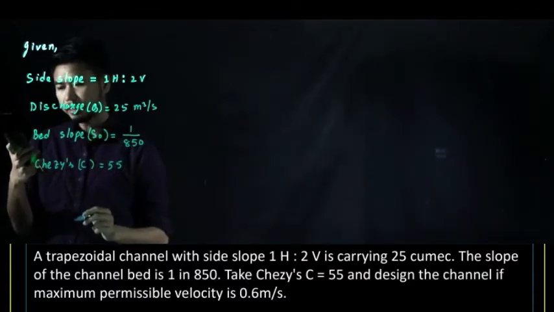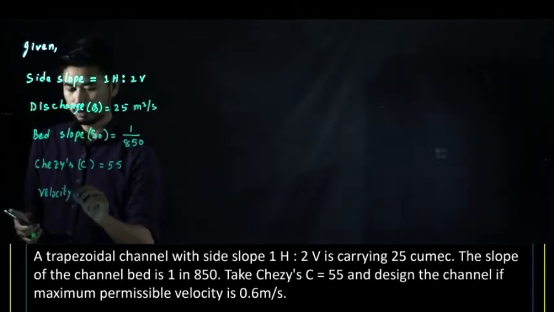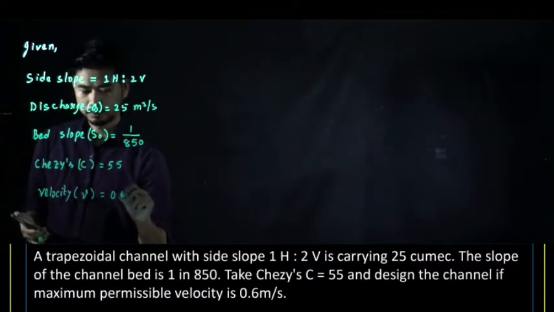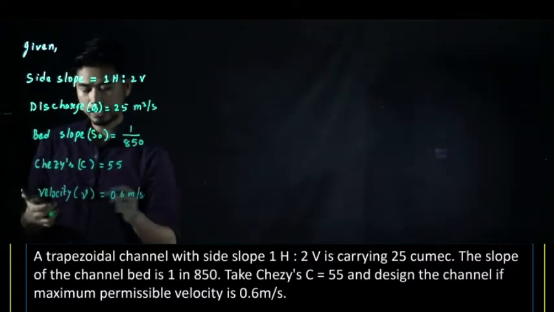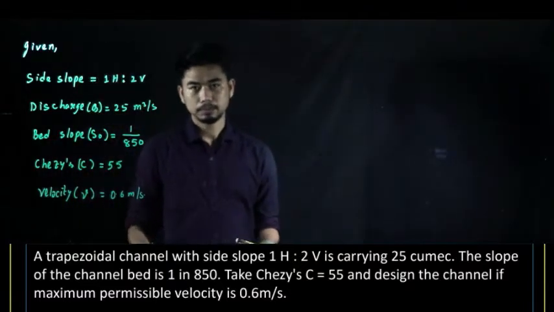55. And design the channel if maximum permissible velocity. So velocity, let's use the symbol V. It is 0.6 meter per second. So we need to design this trapezoidal channel.